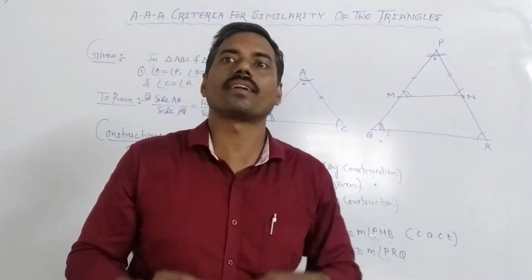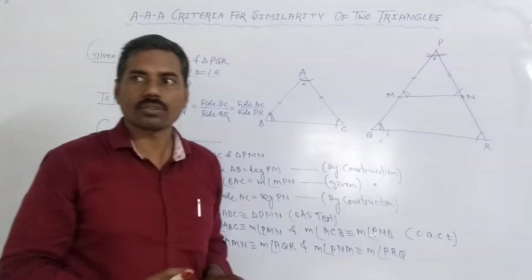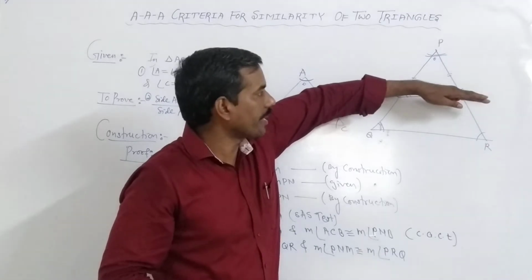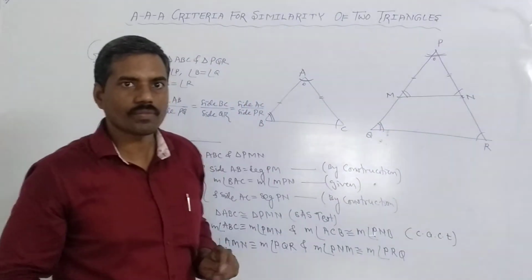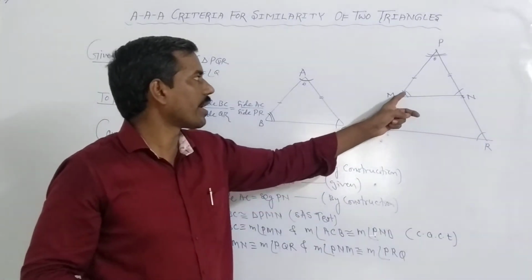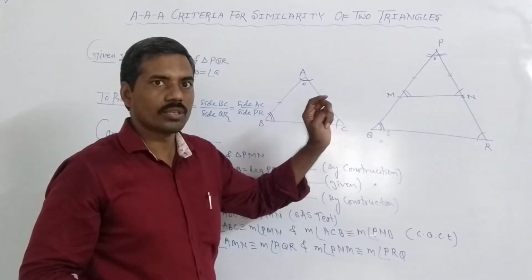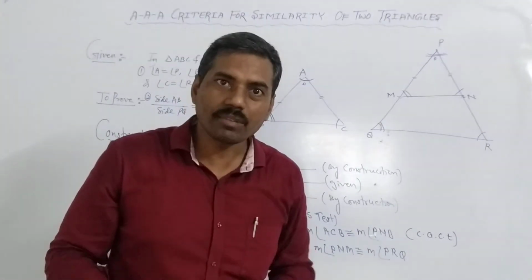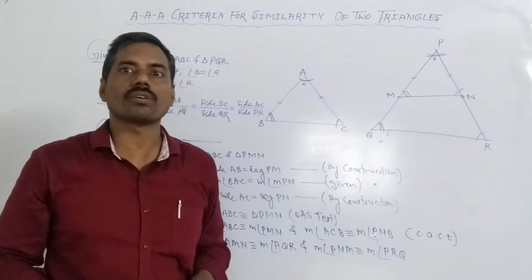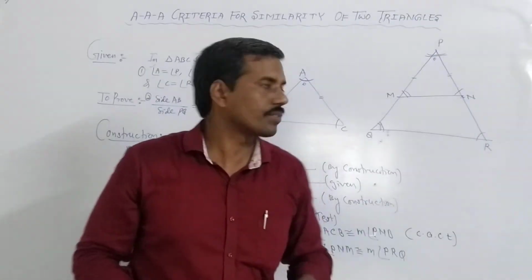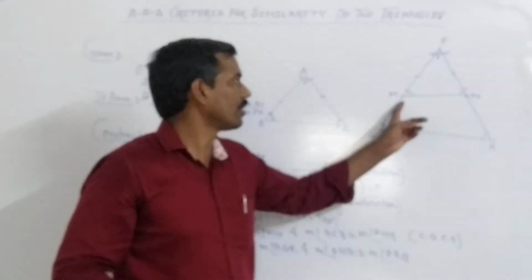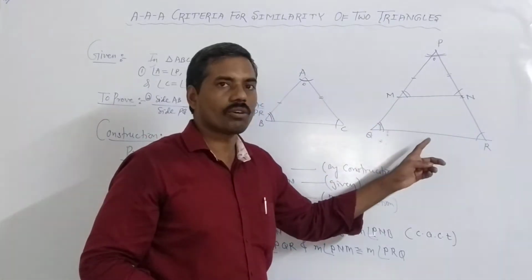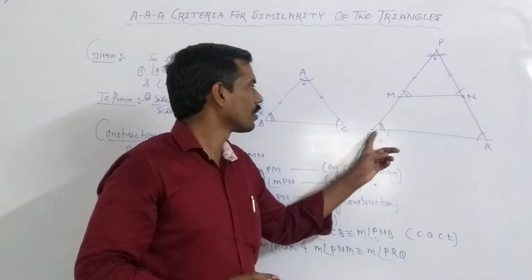Since angle M is equal to angle Q and PQ is a transversal line segment, using the converse of the corresponding angle test, line segment MN is parallel to QR. I am repeating: since angle M is equal to angle Q and PQ is a transversal, using the converse of the corresponding angle test, segment MN is parallel to base QR.